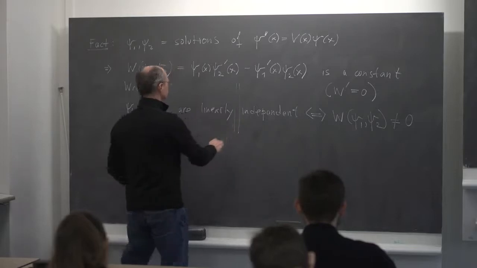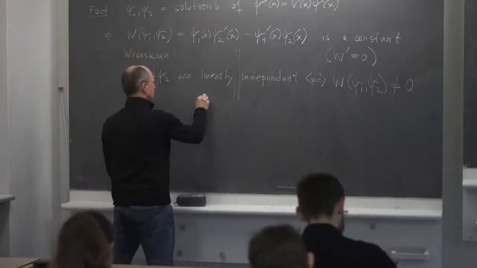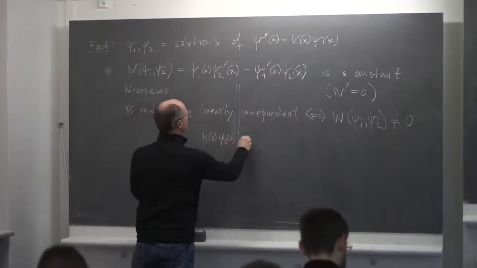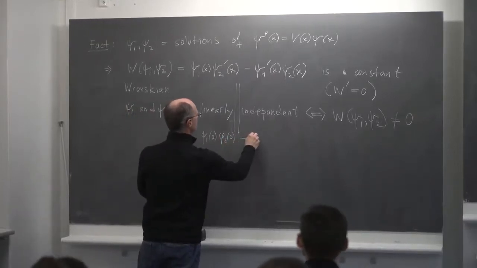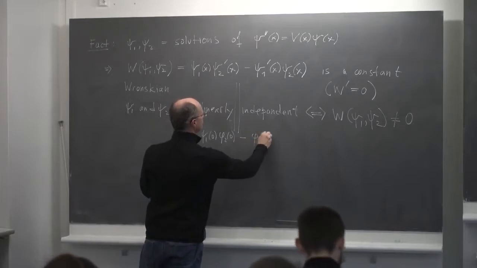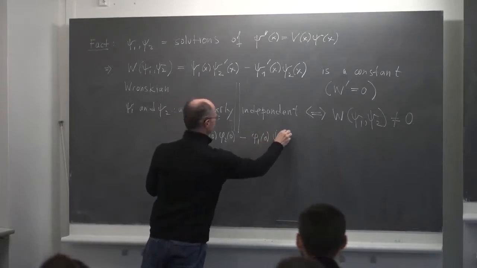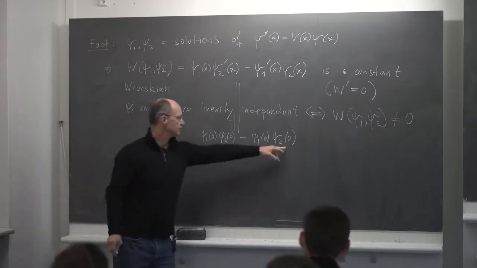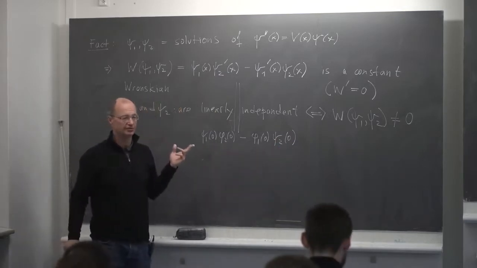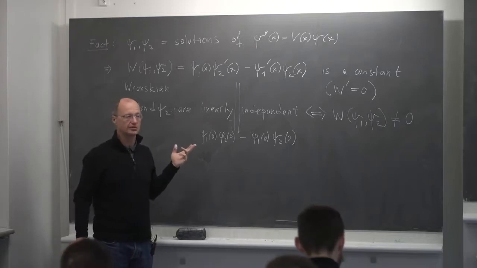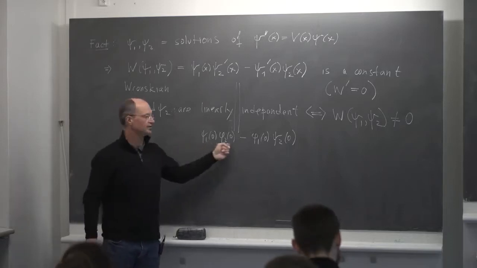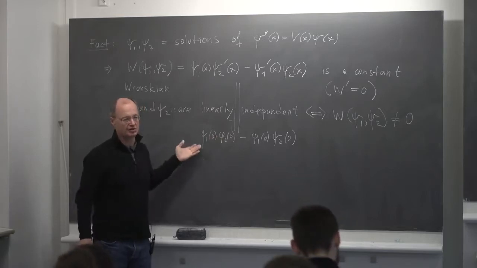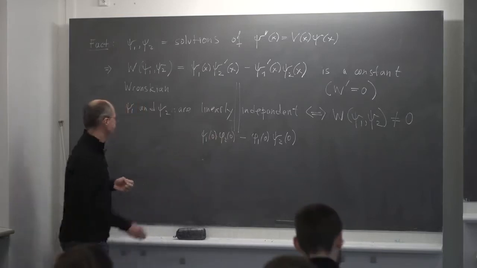So this is equal to psi 1 of 0, phi 2 of 0 minus phi 1 of 0, psi 2 of 0. And this is equal to 0 if and only if the vectors are collinear. The vector psi 1, phi 1 and the vector psi 2, phi 2 are collinear, which means that they are linearly dependent.